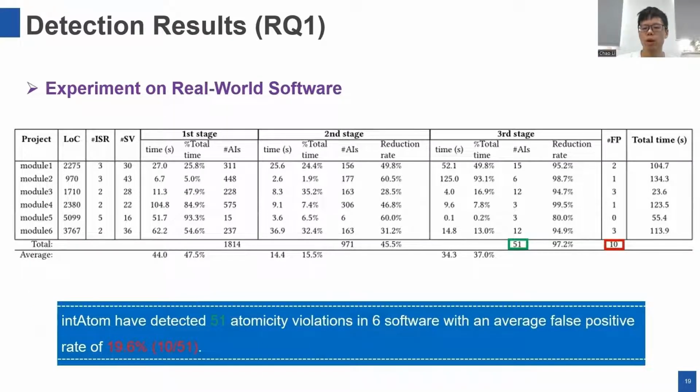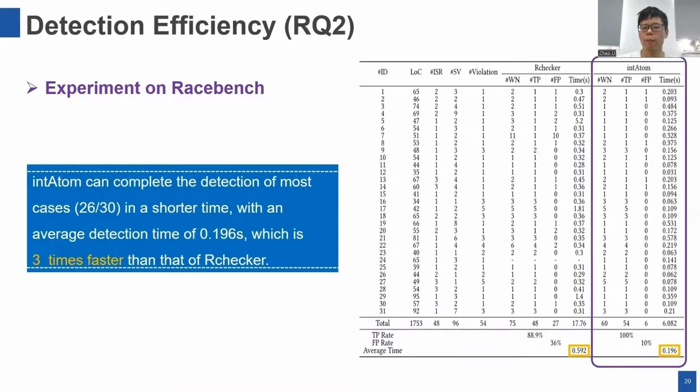51 atomicity violations were detected in 6 real-world programs with an average false positive rate of 19.6%. The experimental results demonstrated that InterAtom can effectively detect atomicity violations in real-world interrupt-driven programs with a very low false positive rate.